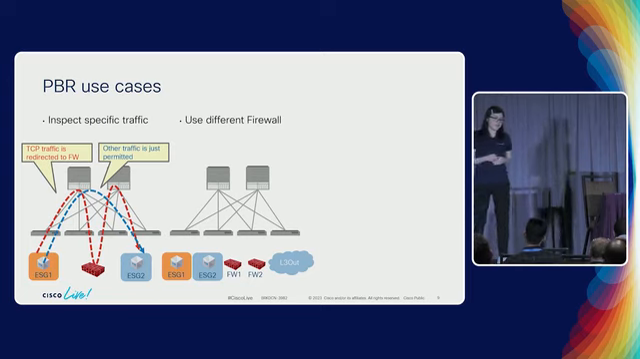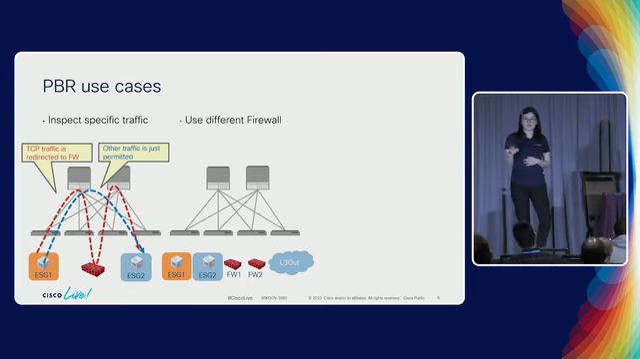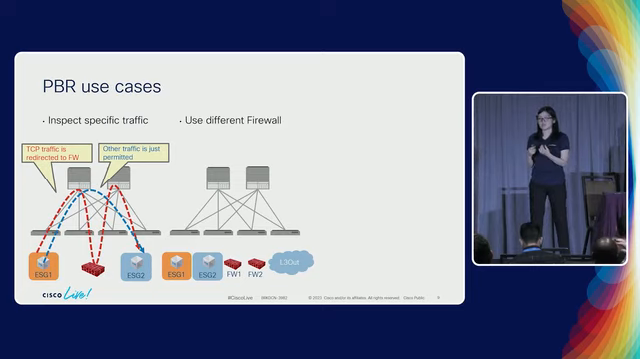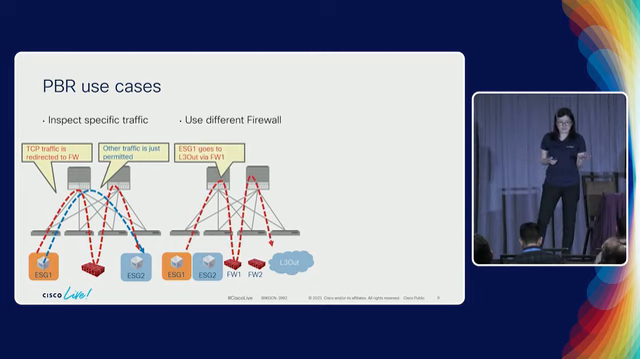Another use case is the use of different firewalls based on source. Let's say you have a shared external L3 out and some different internal security zones, such as EPGs and ESGs. Based on the source EPG or ESG, you want to use a different firewall. Then you can create two contracts.